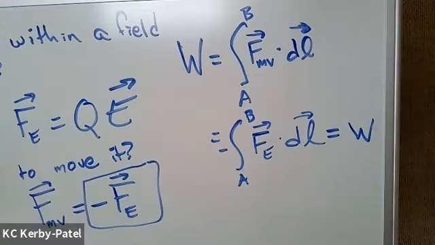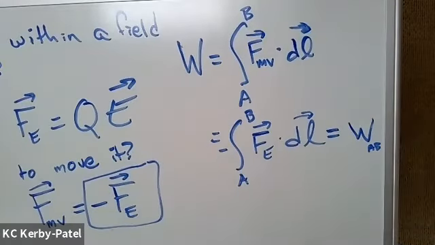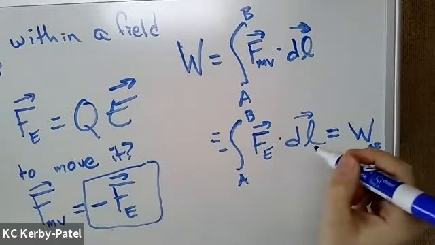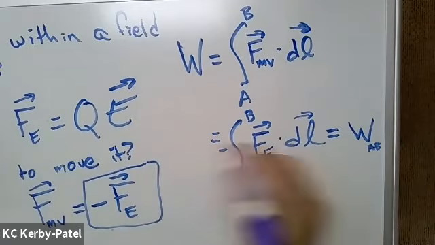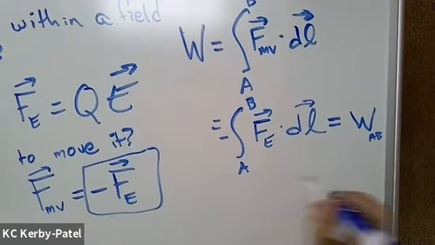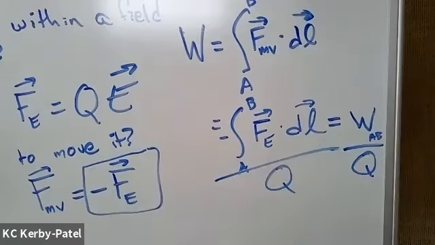And then once we have put it at whatever location, we're going to write that as WAB, the work that it took to get from A to B. And then whenever we put it at B, that charge now has potential energy associated with that positioning. Well, what if we divide this by Q? Let's take the whole thing, divide it by Q. Suddenly we have the voltage.